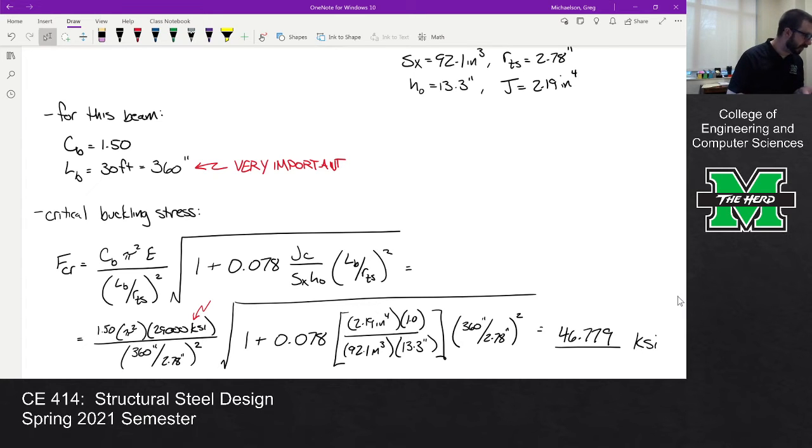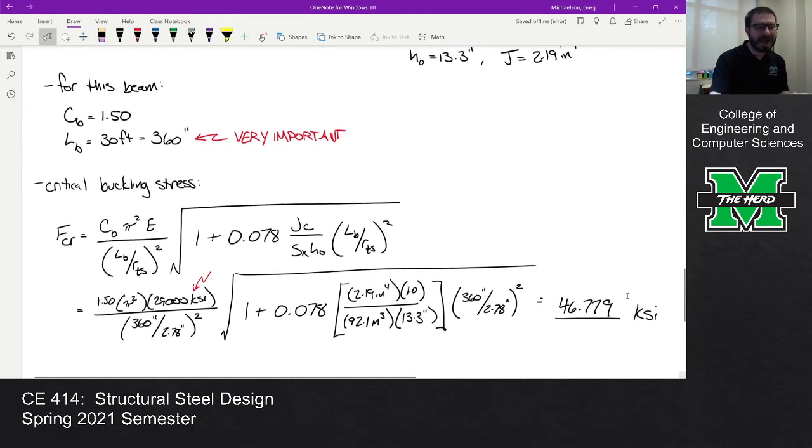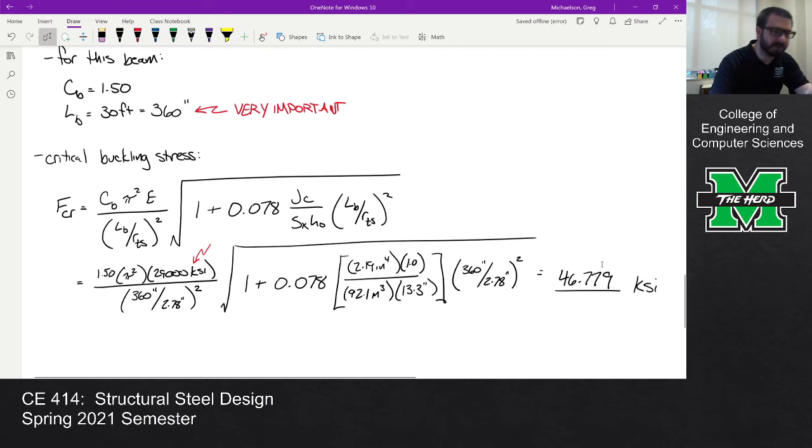Okay, good. This one takes a little while. Good. Yeah, it's not hard. It just takes a little while. But that's the hardest part. Like I said, there's no real design aid to help us through this one. We just kind of have to chug it out. Once you get the critical buckling stress, you can compute the nominal moment capacity pretty easily.